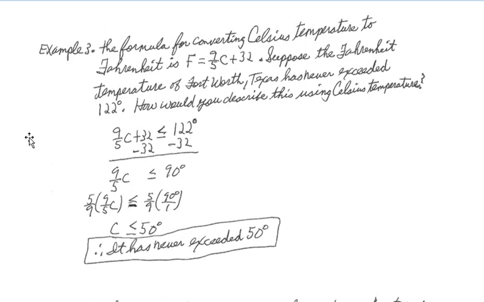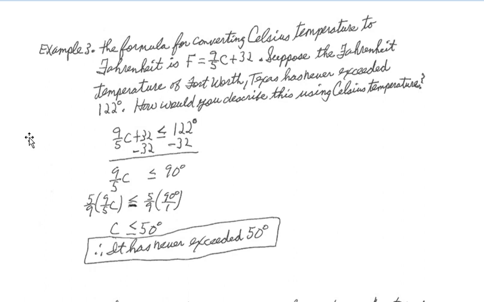Example 3. The formula for converting Celsius temperature to Fahrenheit is F equals 9/5 times C plus 32. Suppose the Fahrenheit temperature of Fort Worth, Texas has never recorded above 122 degrees. How would you describe this using Celsius temperature? Well, first of all, we need to translate that information into an inequality.